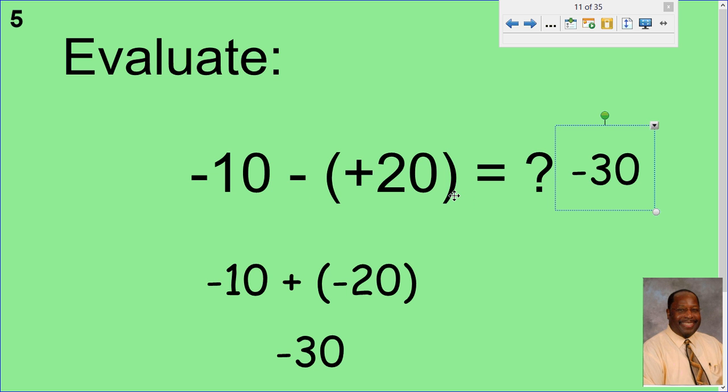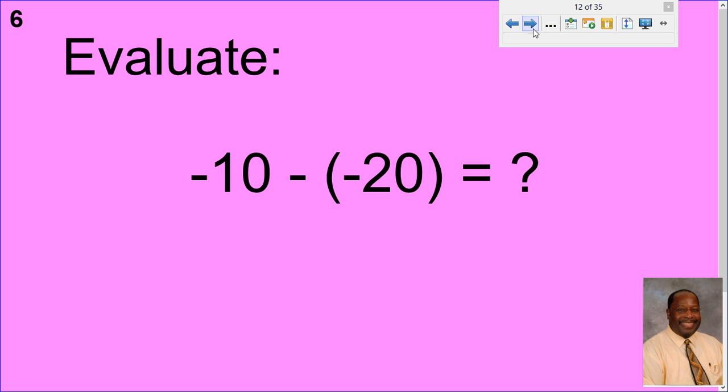So the rules are really simple. Remember, change the minus to addition and the second number to its opposite. Use the rules for addition. So why don't you try one on your own and see if you can get it. Evaluate. Negative 10 minus negative 20. I'll give you a minute.